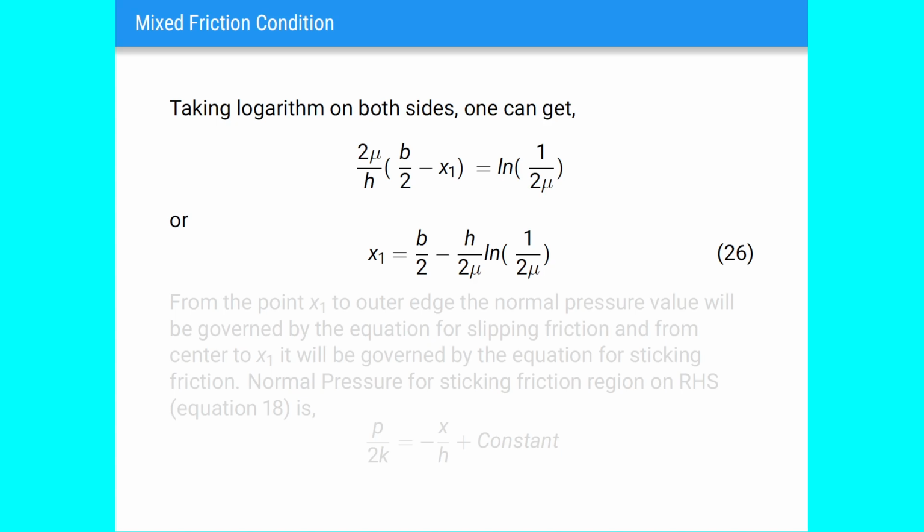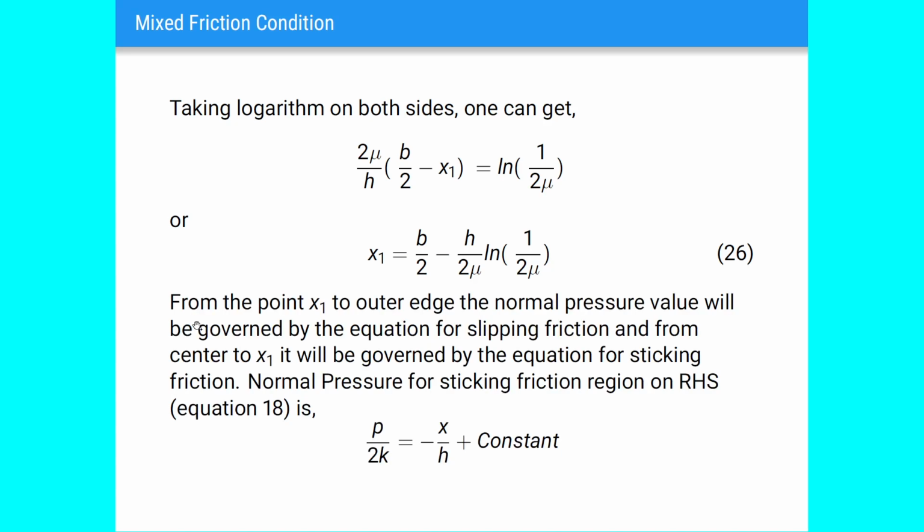This you have got by taking the natural log of equation number 25. And by simplification you have got the value x1 equal to b upon 2 minus h upon twice mu natural log of 1 upon twice mu.